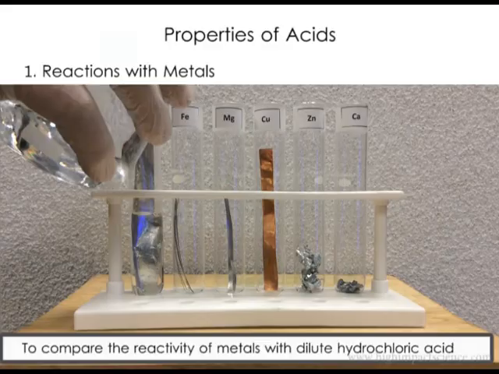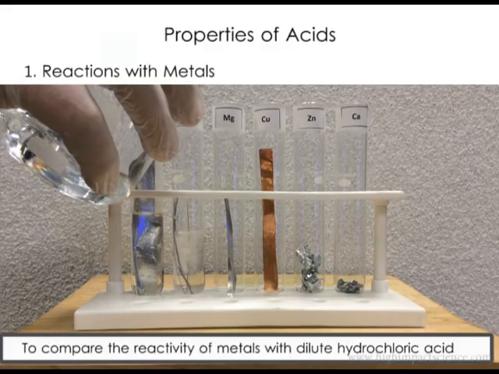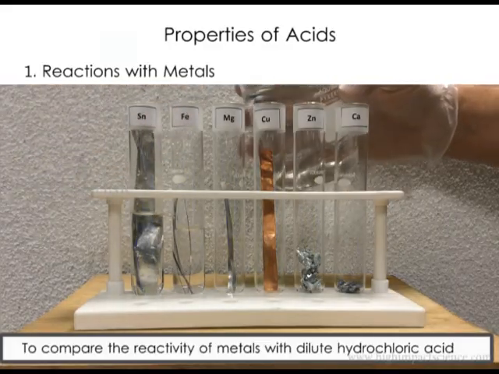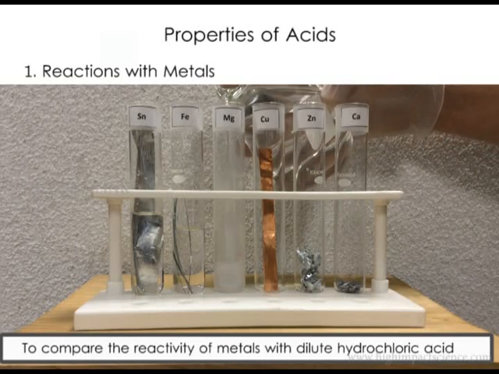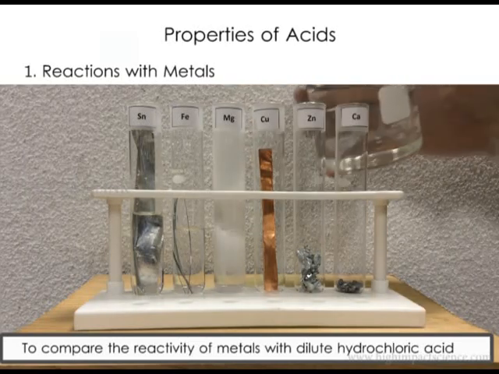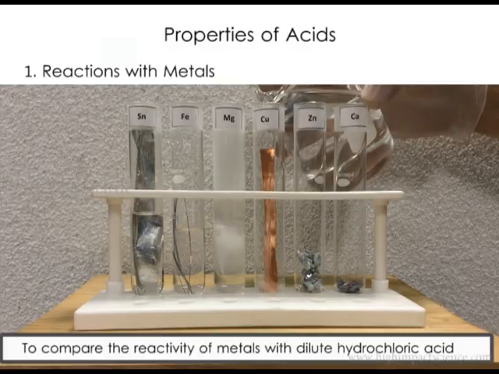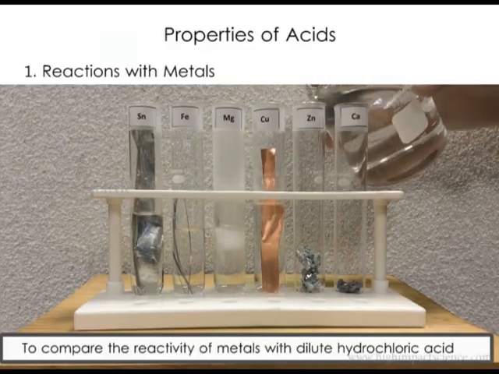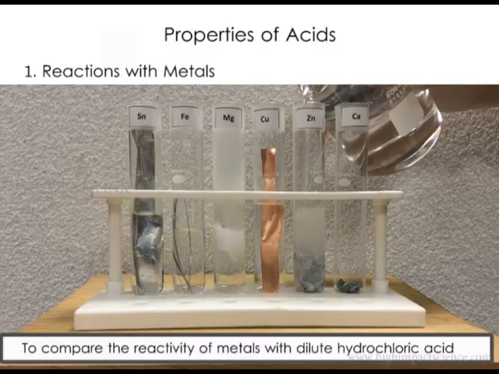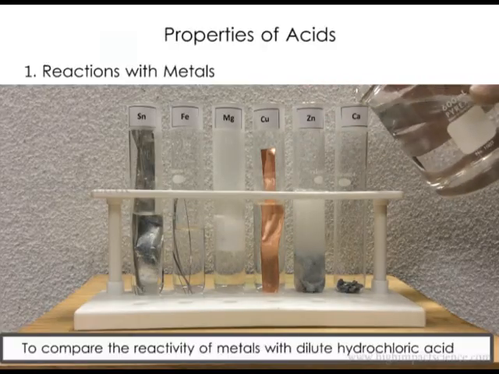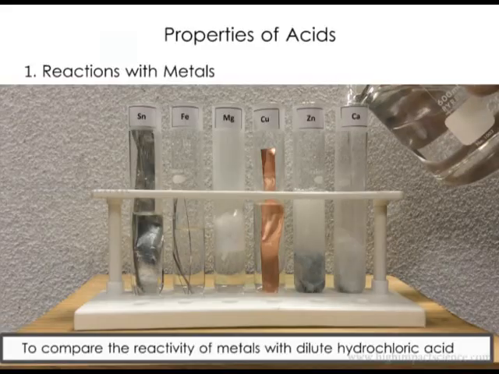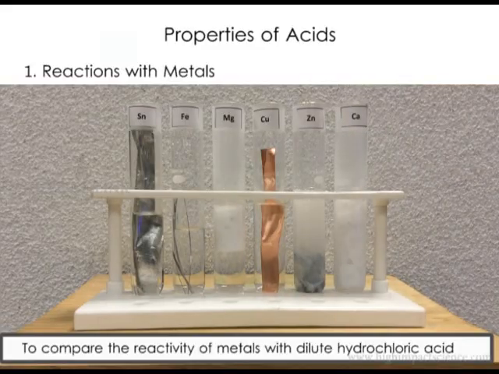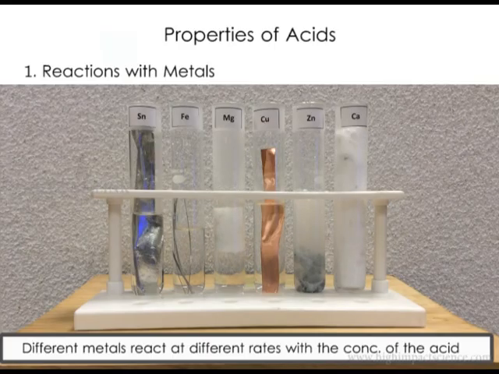then iron, and magnesium, and then copper. We put in zinc, and finally in calcium. From the onset, we can see that the different metals react differently with the same concentration of the acid.